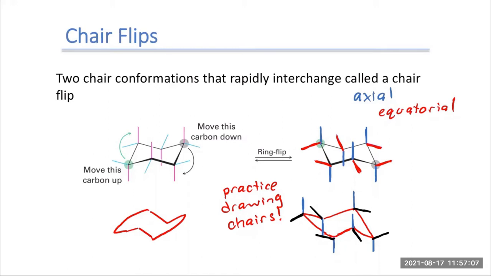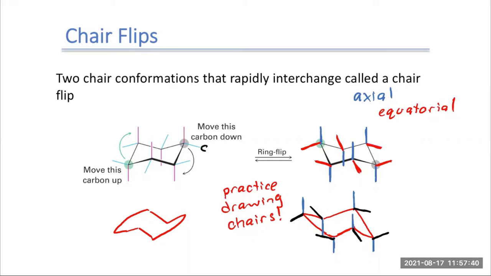And so you can see when I do a chair flip, anything that's axial here becomes equatorial here. Anything equatorial here becomes axial. But an important thing to note when you're doing your chair flip, you can think of it as whatever's on the bottom side of the ring stays on the bottom side of the ring.